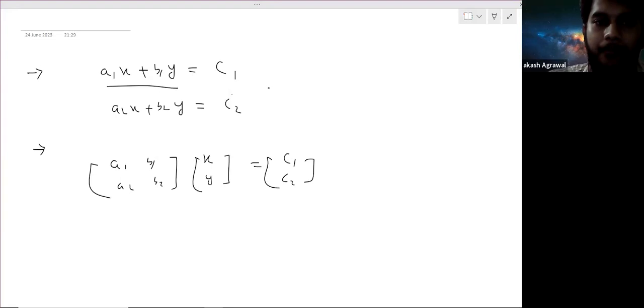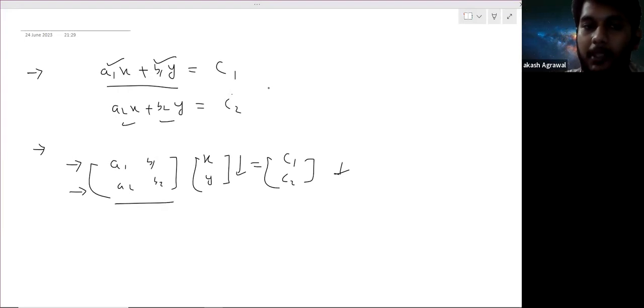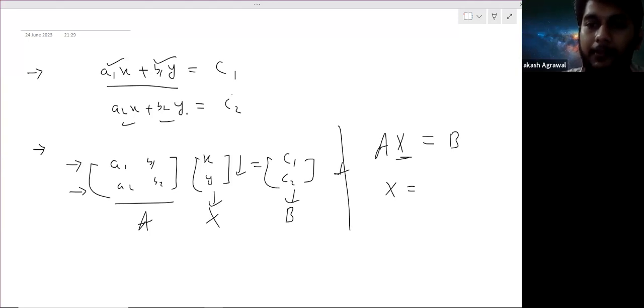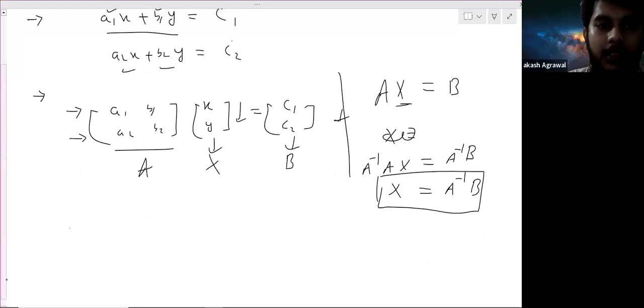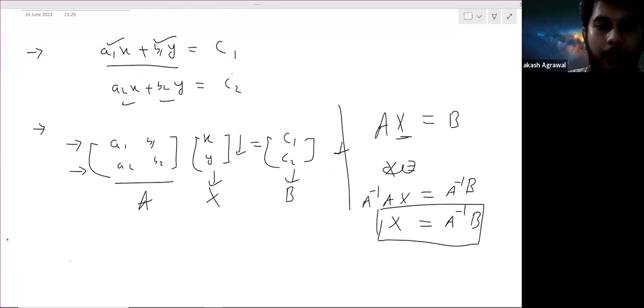Okay. Yes, all the coefficients in the first row, this coefficient in the second row, x, y as a vertical matrix, C1, C2 as a vertical matrix. So this matrix is represented by A, this is represented by X, this is represented as B. The equation we are getting is AX equals B. So if I have to find X, I can multiply A inverse on both sides, so X equals A inverse B. Is it clear, everyone? Yes, sir. Please note it down.